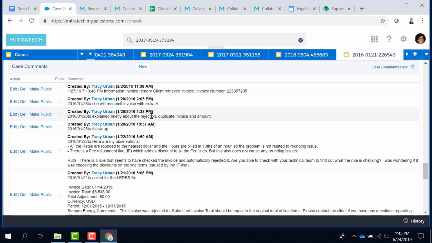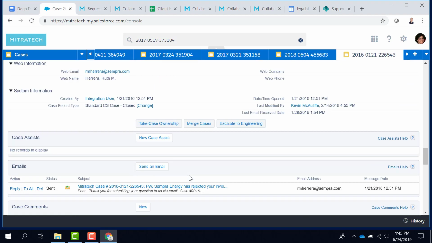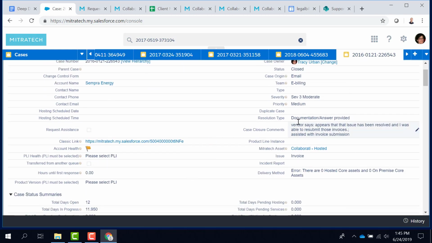It doesn't look like I got any more information, except that they were able to successfully upload the invoice because it says client retrieved invoice in the invoice history. That would indicate to us that it was not rejected by a rule in Team Connect. Vendor says appears that the issue has been resolved and the vendor was able to resubmit those invoices.